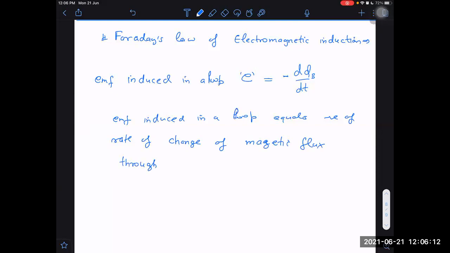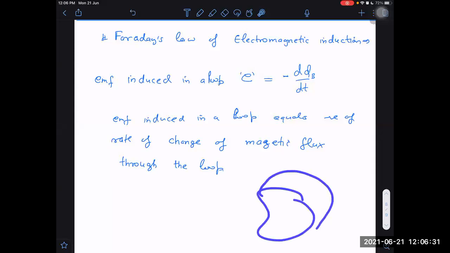When I'm saying through the loop, it means through a surface area. Which surface area? The surface area for which the loop acts as a boundary. So EMF induced in a loop equals the rate of change of magnetic flux through the loop. I am writing directly. But what does this imply? It implies the loop is acting as a boundary of the area through which we are finding the flux. Okay.